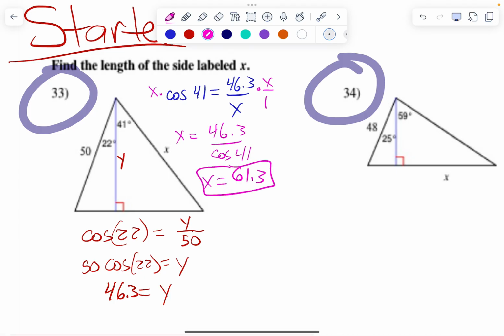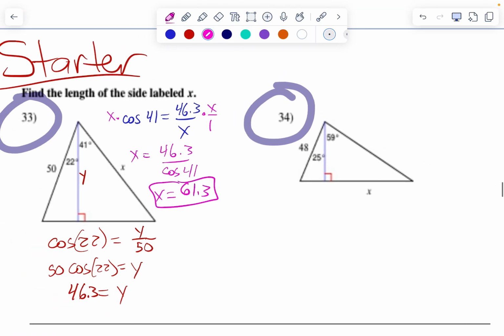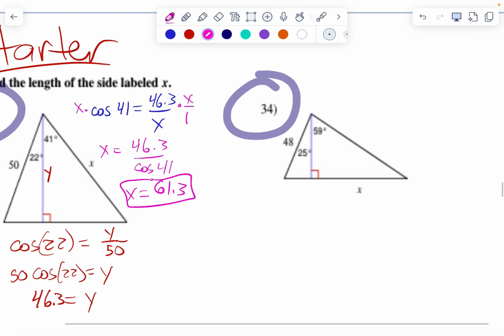So a couple of repeated uses of cosine in that case. I was just trying to think if there's another way. I think for where we are in the course, that's the only way to do that one. All right, 34, probably kind of similar. Only this time we're finding x on the bottom. So let's do a similar process.